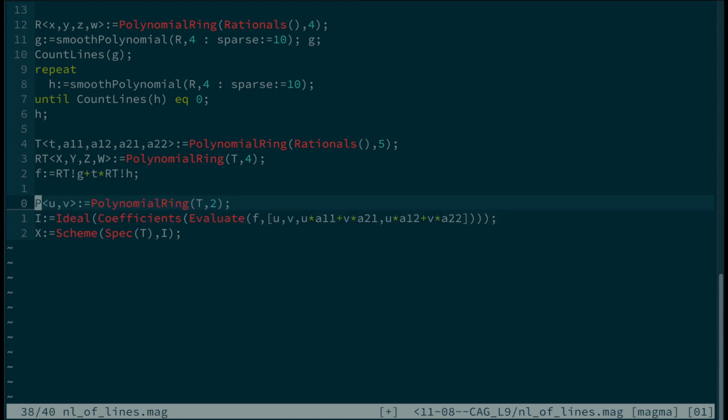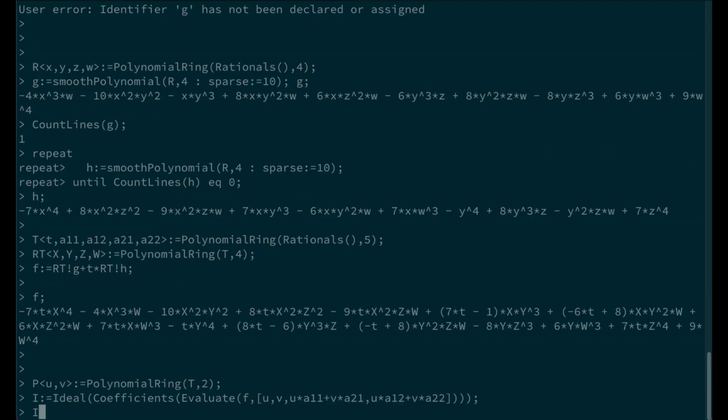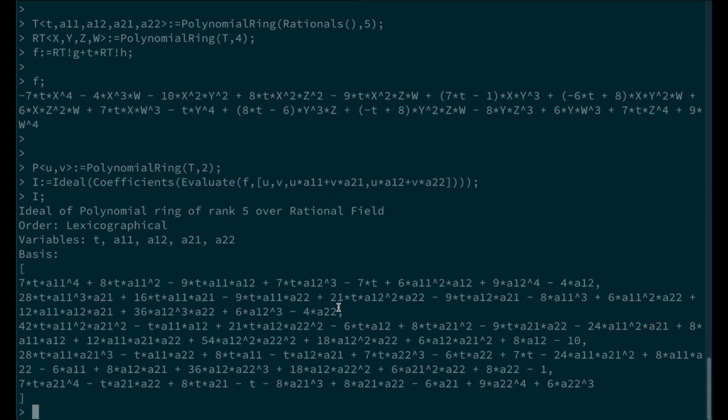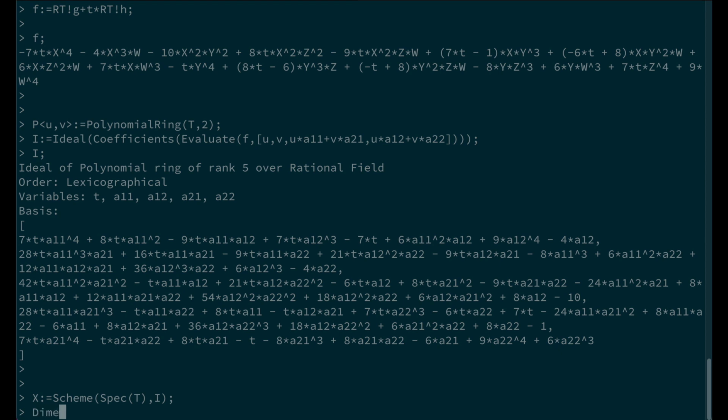So maybe let's look at this now. There are 5 elements here. Count the commas, 1, 2, 3, 4, 5. And then there are t's and a_ij's. Very good. Now let's see what kind of scheme this cuts out. For example, we can look at the dimension of X.